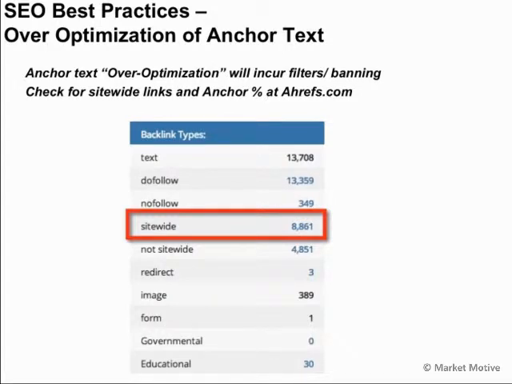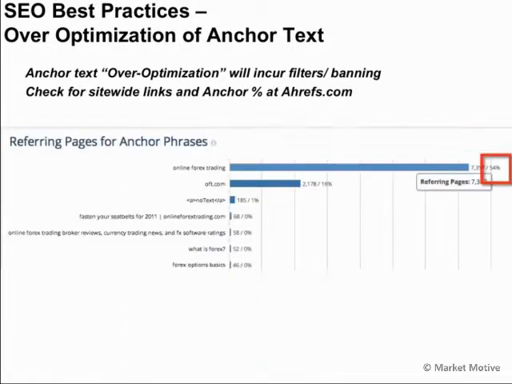So if you're concerned that you may have too many of one link type, like site-wide links or anchor text in your links that's too commercial or not varied enough, you can check this out with Ahrefs. A really great little tool. They have some free tools available that you can check the percentages on what your anchor text is inbound to a page or to your site.